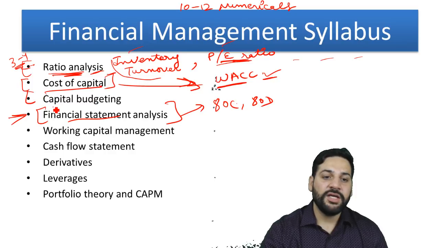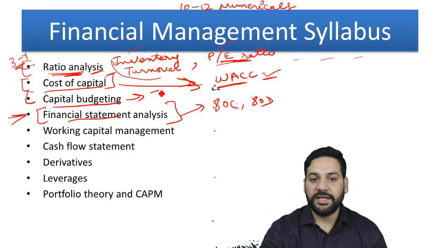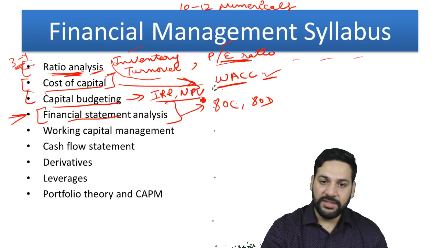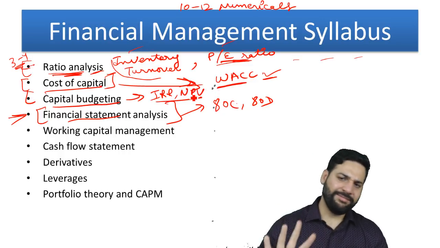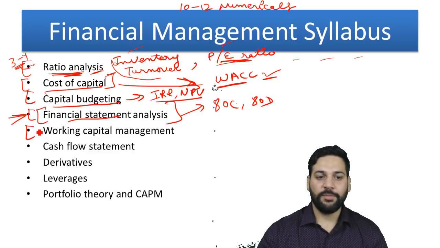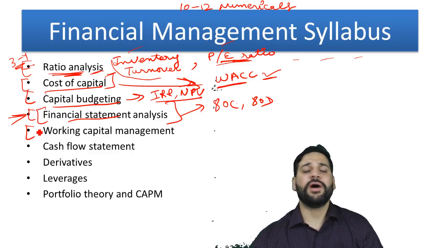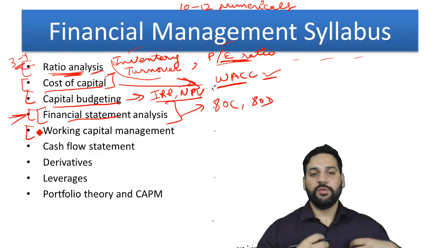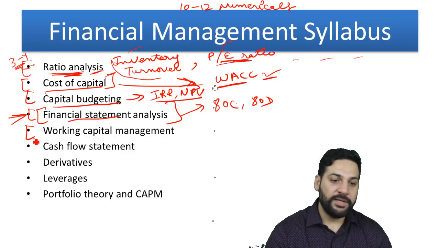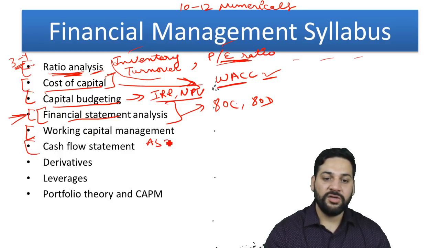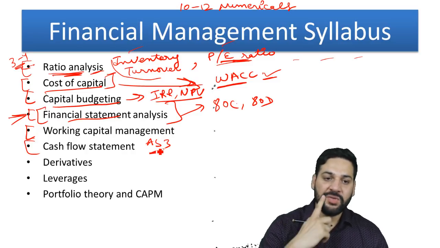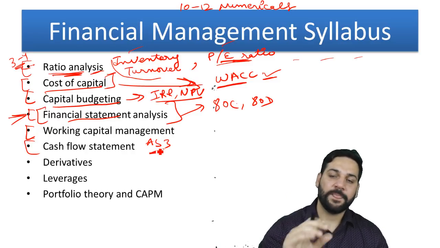Then capital budgeting. In capital budgeting, internal rate of return and NPV, net present value, are really important. There are basically 5 methods that you need to do. Then working capital management is really important. It is anyhow part of ratio analysis, but you can extend it with the working capital management chapter. The cash flow statement as per Accounting Standard 3: you need to learn the basic standardized format of the cash flow statement. It is part of financial statement analysis, but there is a proper format.